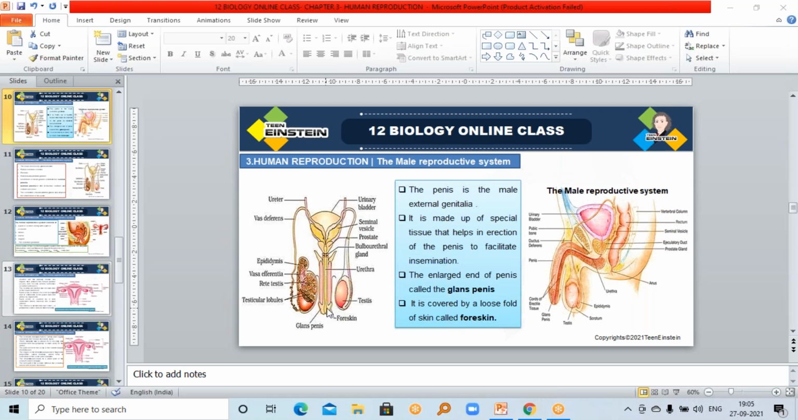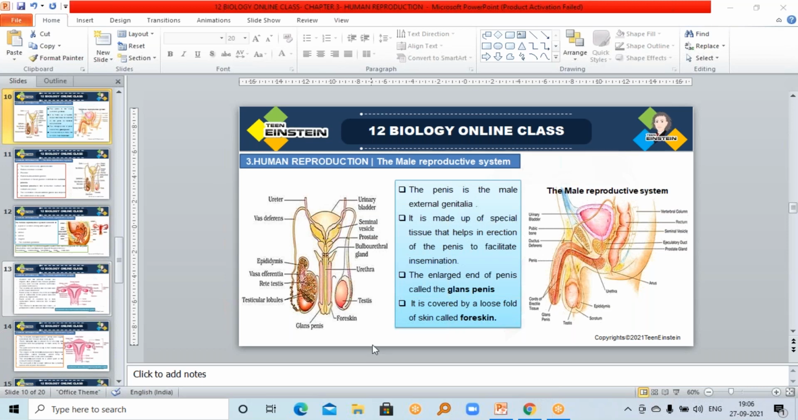So how is it done during sexual arousal? The three bundles of tissues in the penis become engorged with blood, and that causes erection. Got it?